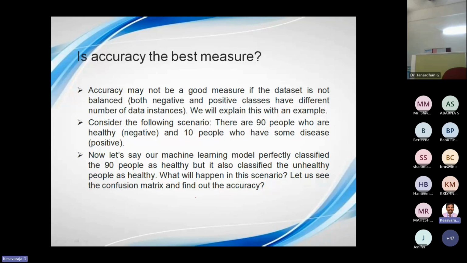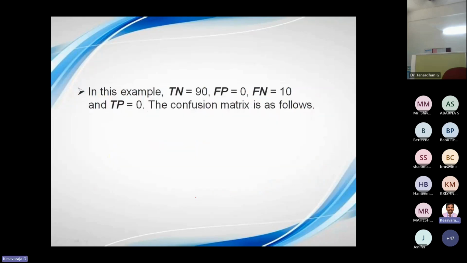I will take another example. Here, my machine identifies 90 people as healthy, not having disease. The system can correctly identify 90 people are healthy, but only 10 people have disease. The system wrongly identifies all the 10 people; the 10 people are also labeled healthy. Actually, I have 100 people. Among that, 90 people are healthy, 10 people have disease.